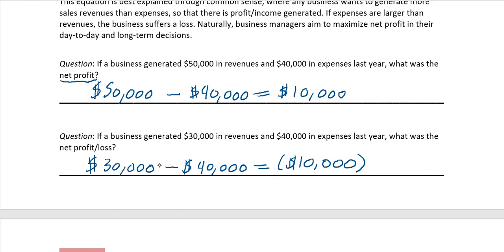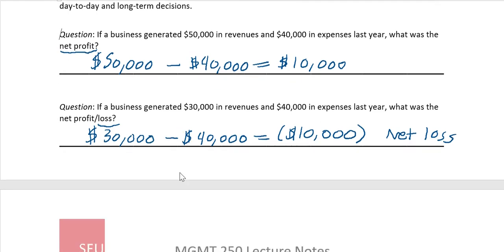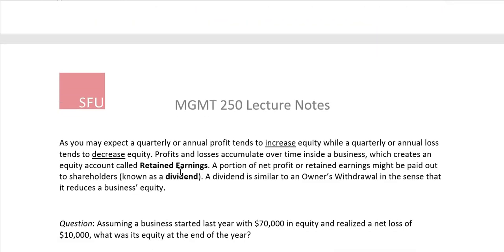Now that we've seen that it's a negative number, we can confirm that this was a loss, right? So we can underline loss up there, and we can write that down here too. It's a net loss for the business. The revenues are smaller than the expenses.